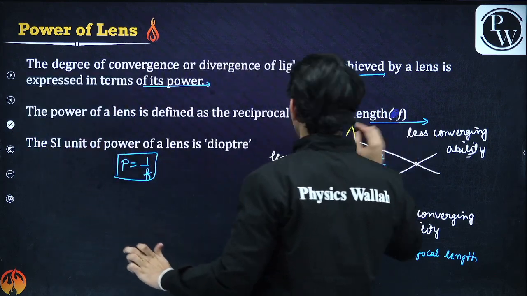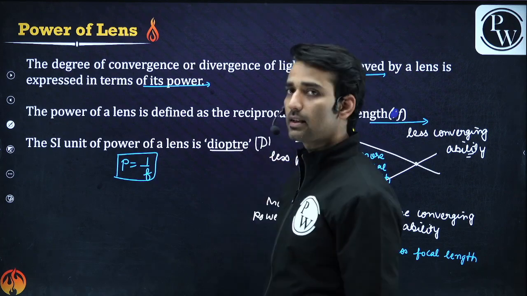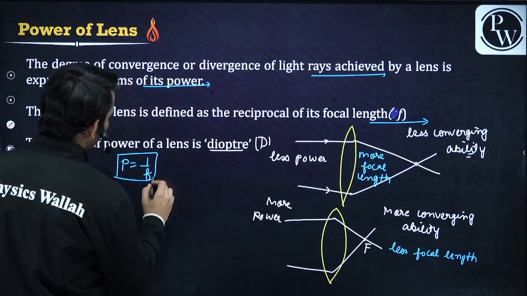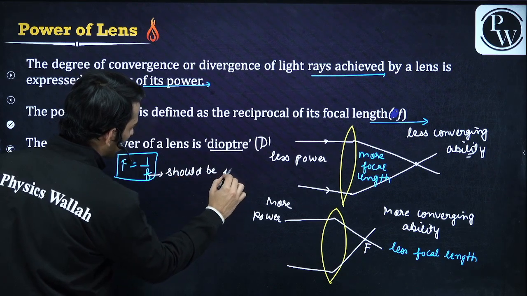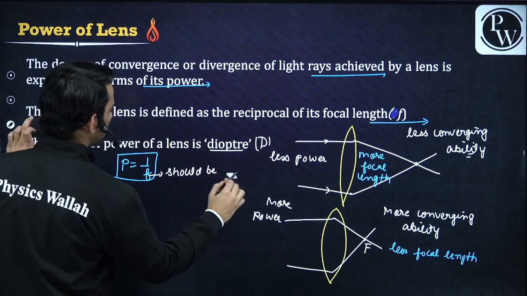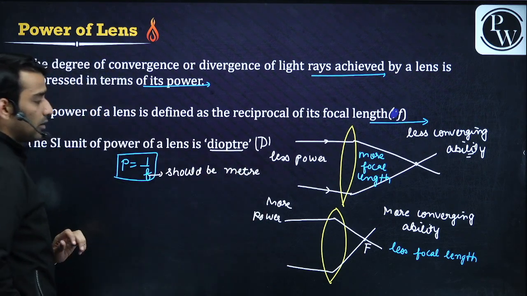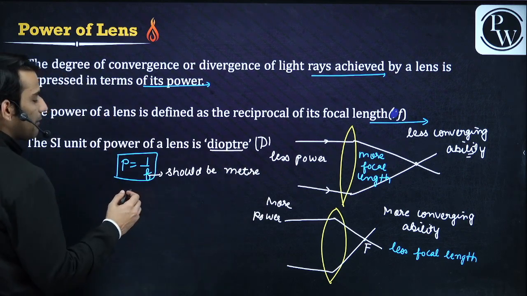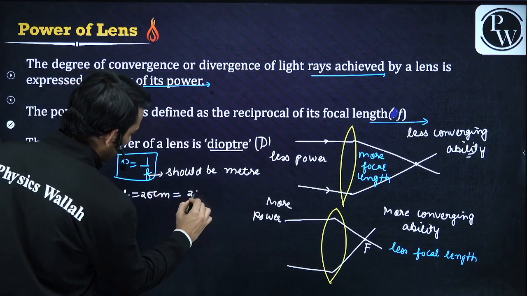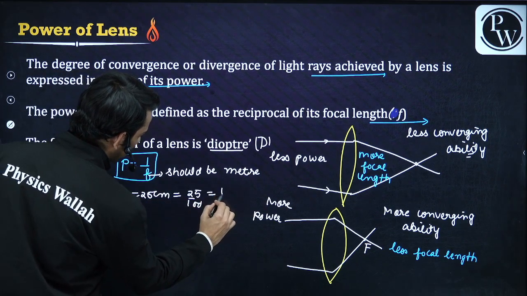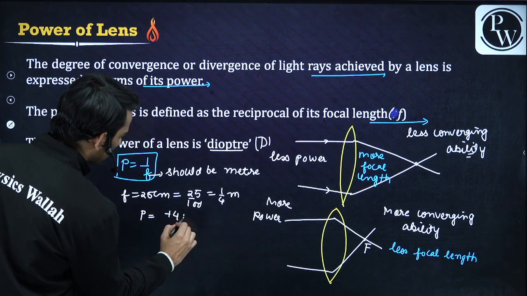Okay. So the SI unit of power is diopter. We denote it by capital D. And keep one thing in mind: the focal length should be in meters in order to calculate the power. For example, if the focal length is 25 centimeter, it is 25 upon 100, which is 1 by 4 meter. So power is 1 upon f, which is plus 4 diopter.